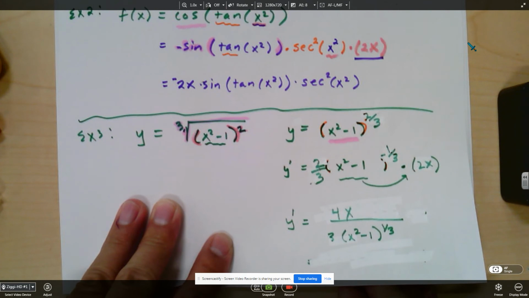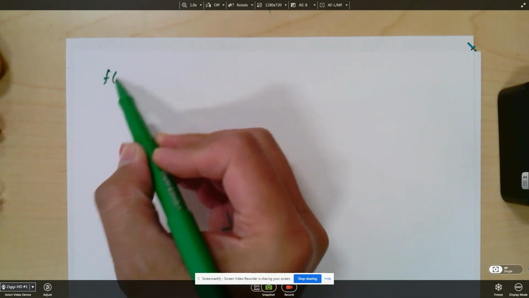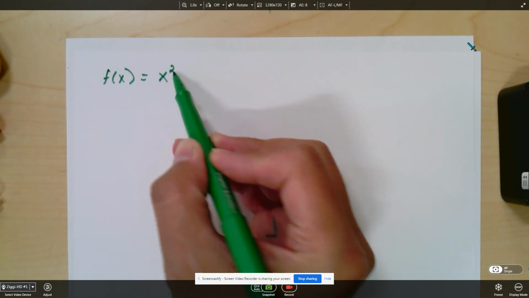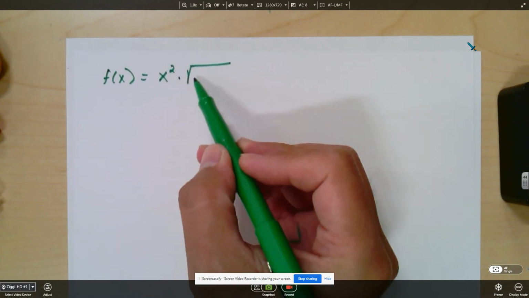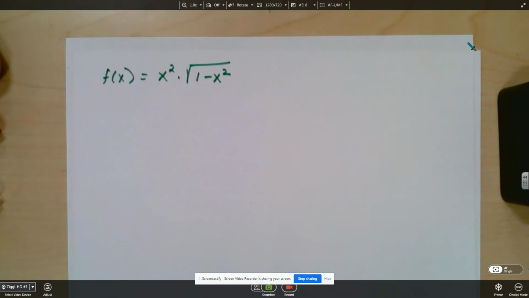A combination of all of them together. All right, so say we have an x squared and we are multiplying by a 1 minus x squared.